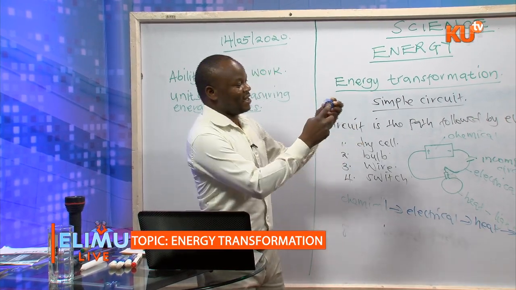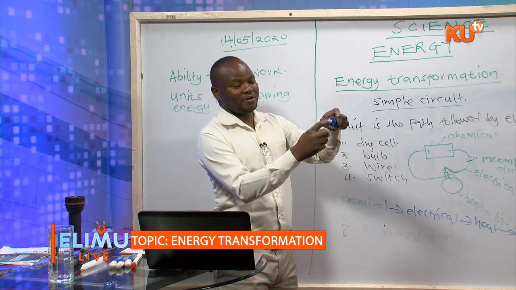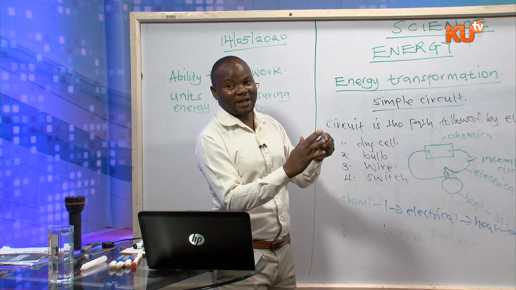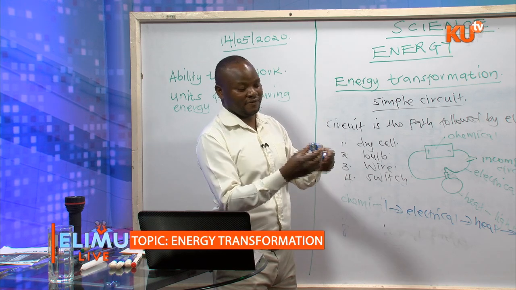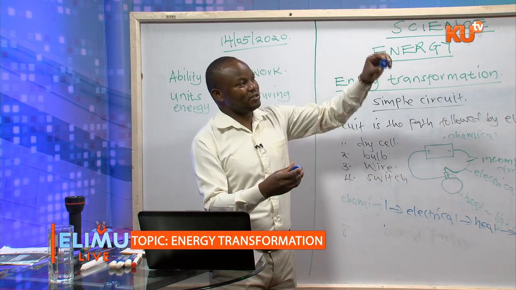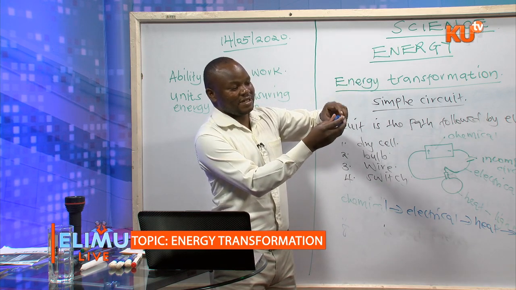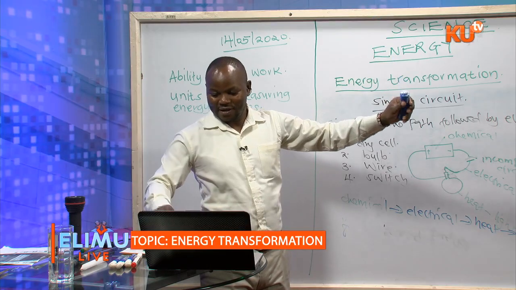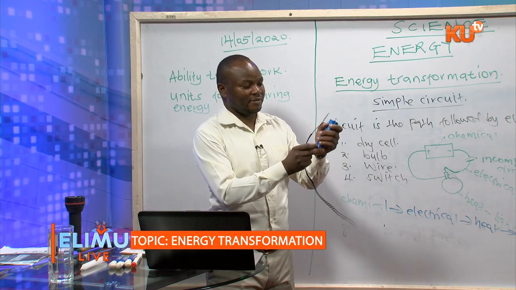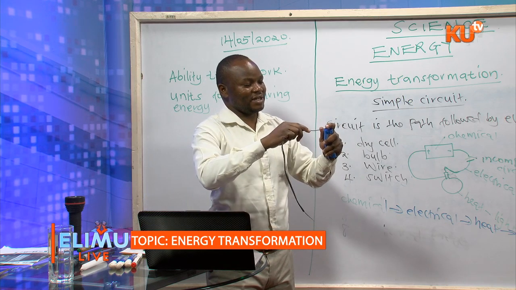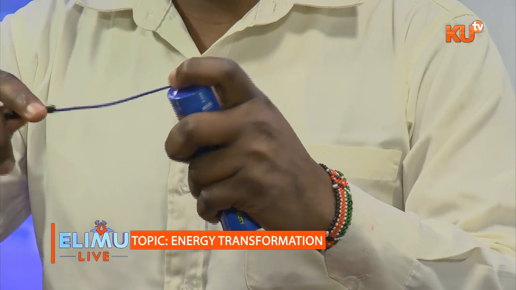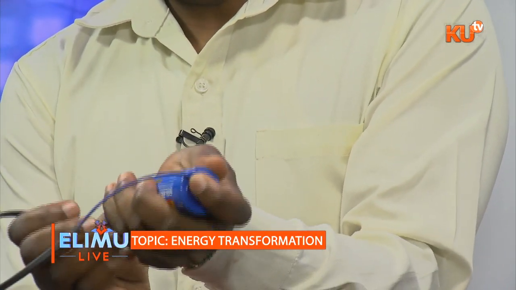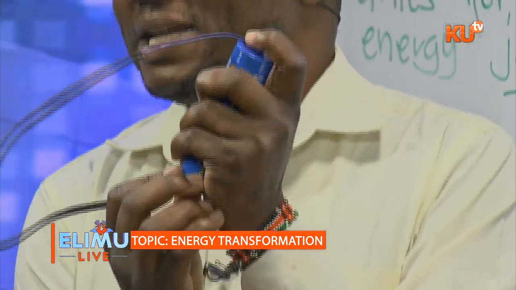So we have the negative terminal, and this is the positive terminal. The one that protrudes outside is the positive, and the one that is flat is negative. So I'm going to use the positive part. Then I hold it in this manner. Then I take my wire. I make sure that one side of the terminal touches the wire and the other side touches here. That one is a complete circuit.